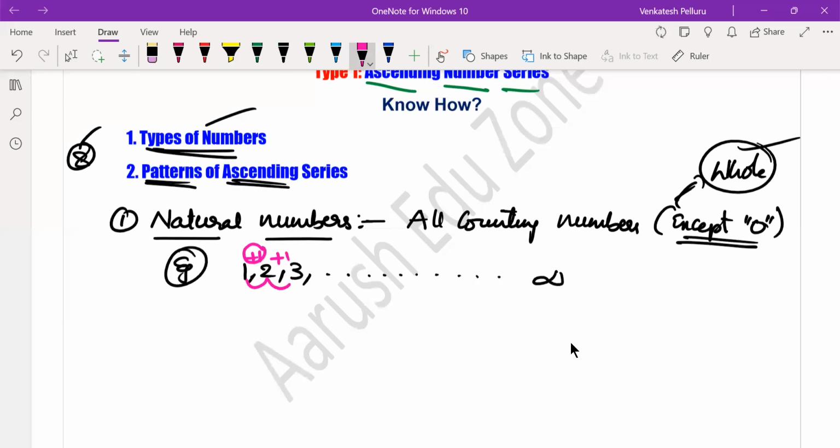1 plus 1, 2; 2 plus 1, 3; 3 plus 1, 4. So if the difference between two continuous numbers or two consecutive numbers is 1, then we call such numbers natural numbers.